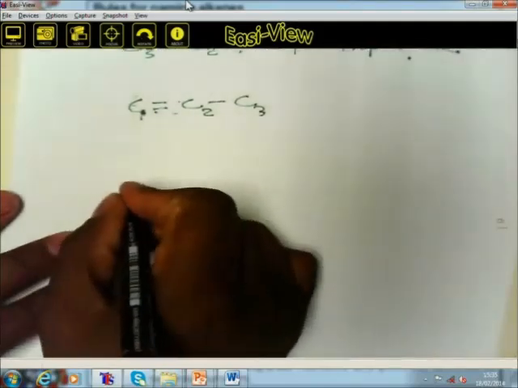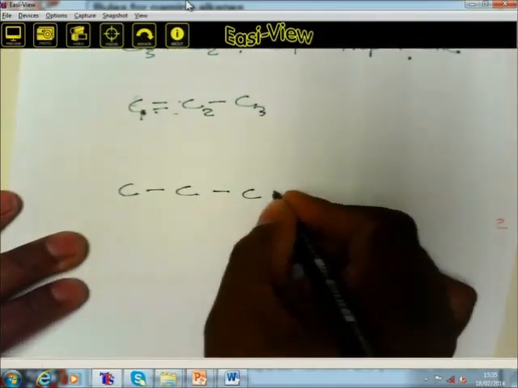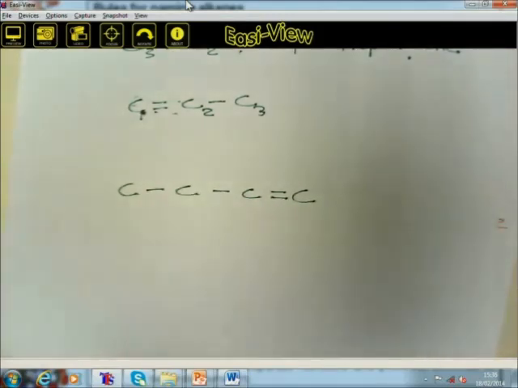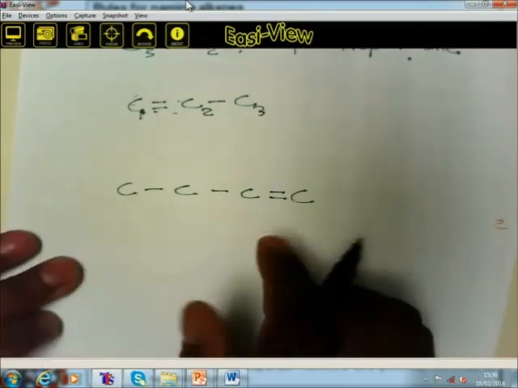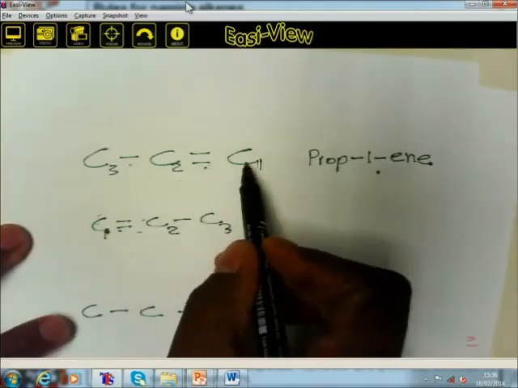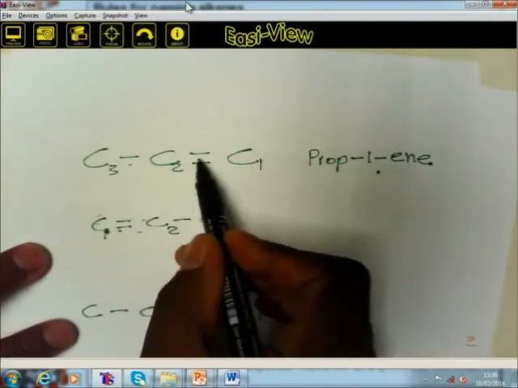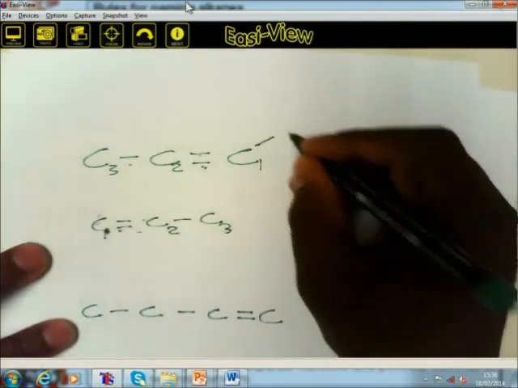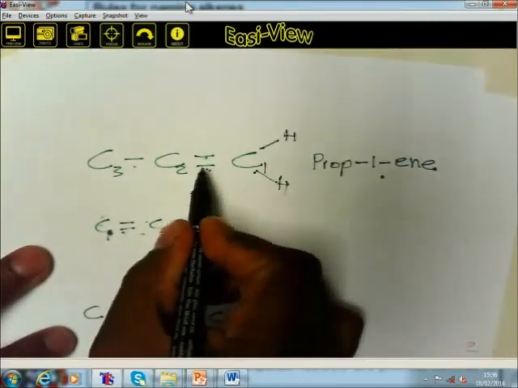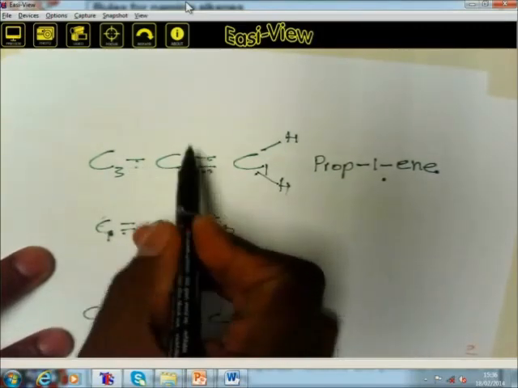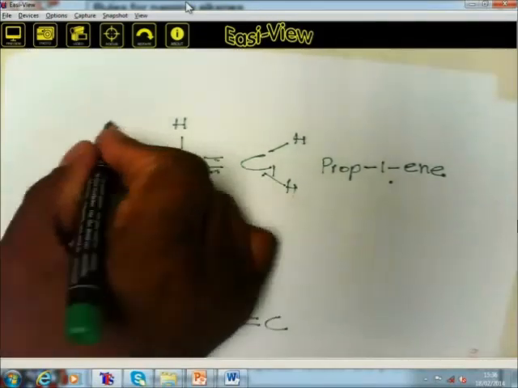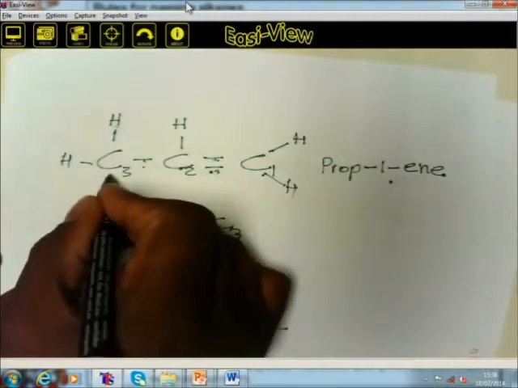4 carbons, we have 1, 2, 3. Let's put the double bond there and carbon number 4. I won't put the hydrogens, but you must remember not to leave out the hydrogens. When you put the hydrogens, you must count the number of bonds that we have around 1 carbon. Like this one already has 2, so it only needs 2 hydrogens. This one has 1, 2, 3, and then only needs 1 hydrogen for this second carbon. And then the last carbon will have 3 hydrogens around it.